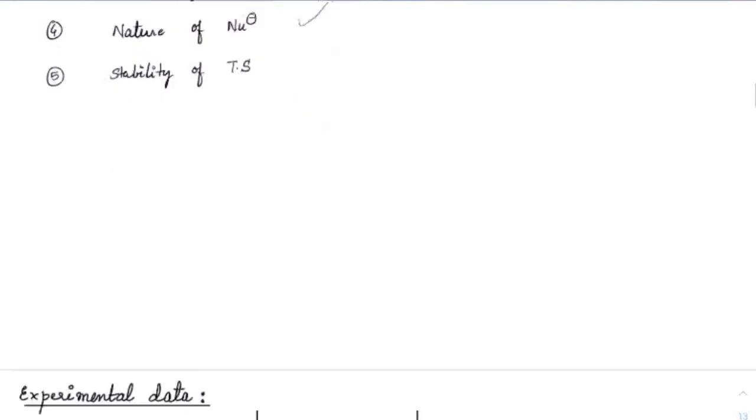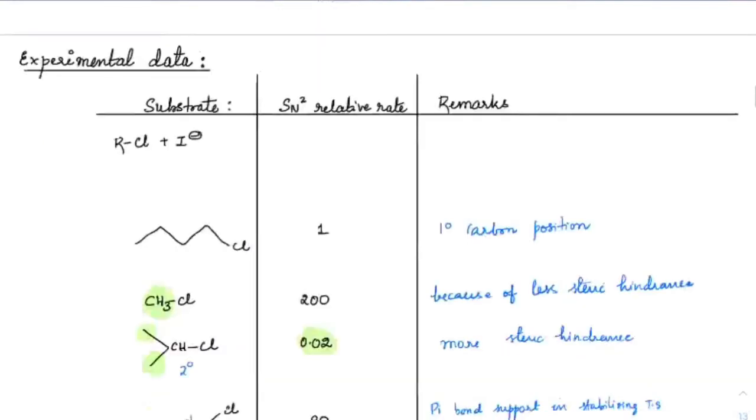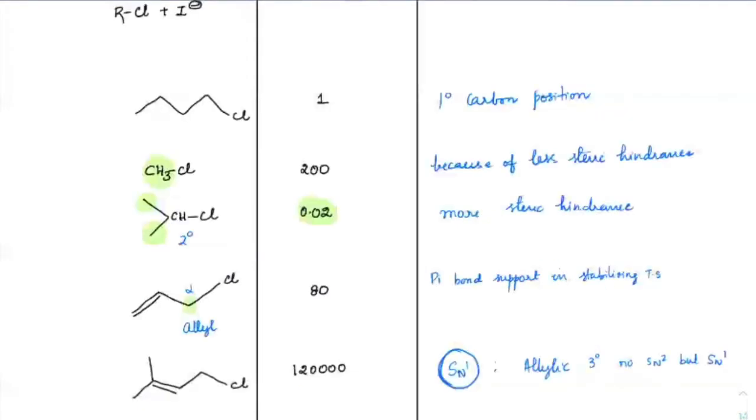Based on that, I gave you a complete order, experimental data of reactions, where if I minus attacks this R and chlorine leaves as a leaving group, then the relative rate with respect to these substrates: you can check, this is a primary carbon. If its rate is 1, then with respect to this, if we consider CH3, because it has less steric crowding, it tends to go for SN2 at a faster rate, and you can see the rate is around 200 times of this.